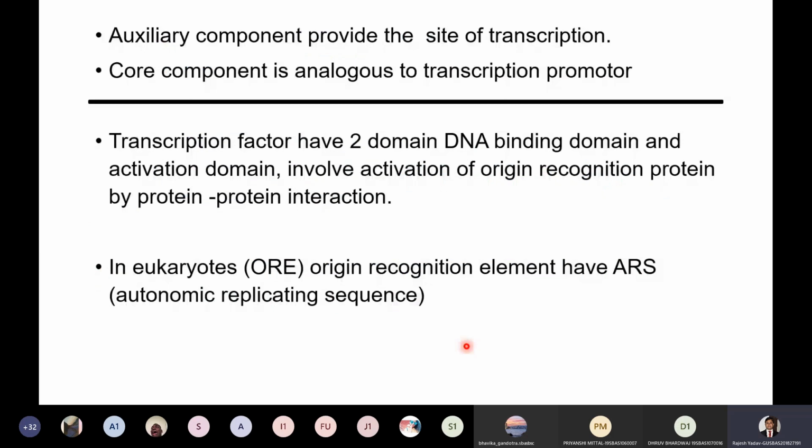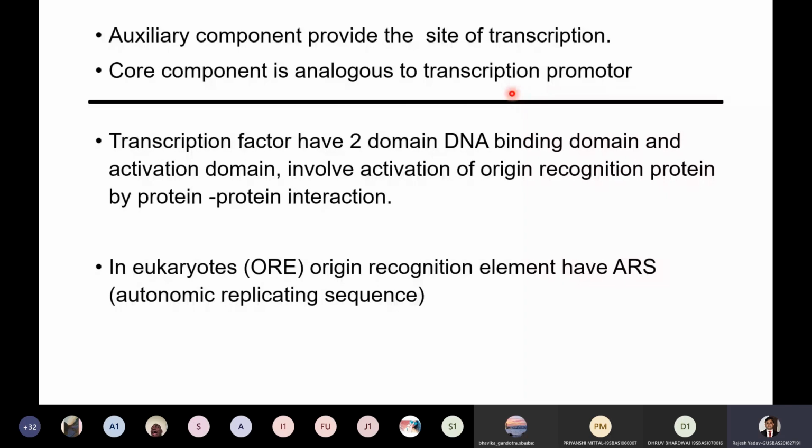Now we can discuss some points about this. The auxiliary component provides the site of transcription, and the core component is analogous to the transcription promoter. Actually, what is the transcription promoter? We have not studied transcription yet, but in the next unit about transcription you will see that as replication starts from the origin, in the same way transcription starts from the promoter region. So the promoter is also a specific sequence present on the DNA where the transcription will start.